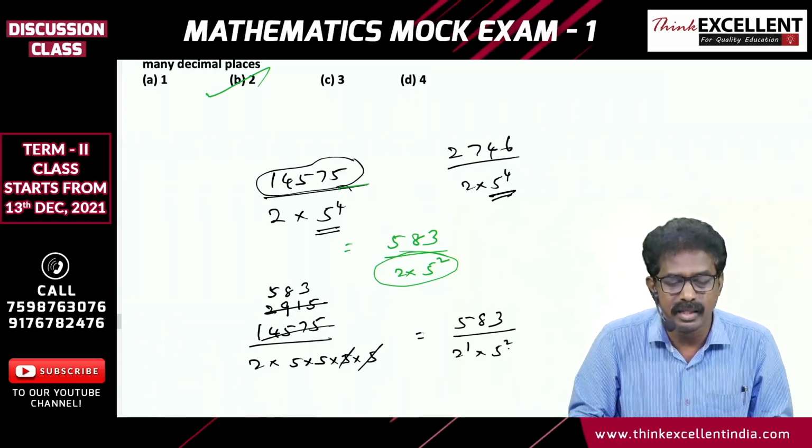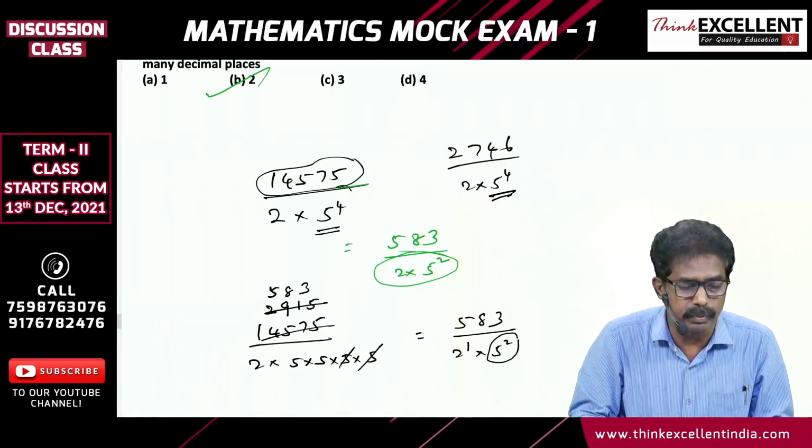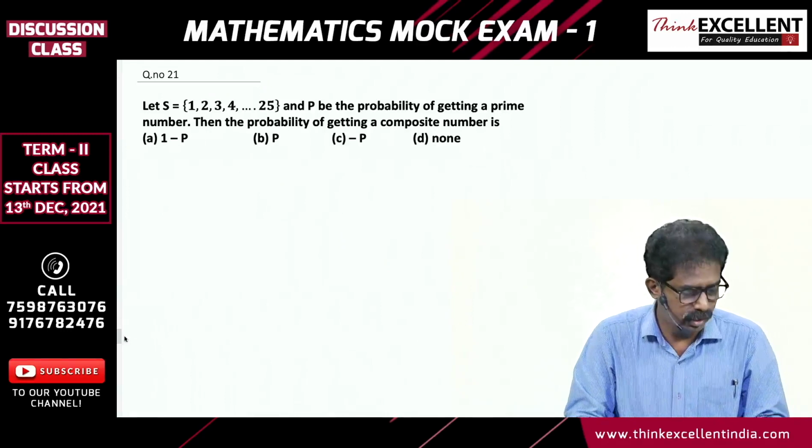Are you able to understand? Now this is a simplified form. Only 5 square is there. So only 2 decimal places. Okay, hope you understood this.